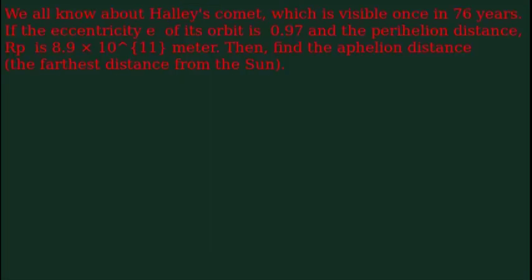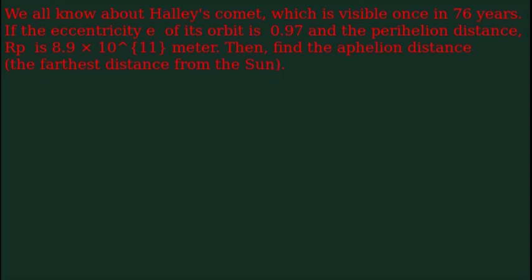Let's take an example. We all know about comet Halley, which is visible once in 76 years. If the eccentricity E of its orbit is 0.97 and the perihelion distance RP is 8.9 times 10 to the power 11 meter, then find the aphelion distance, which is the farthest distance from the sun.